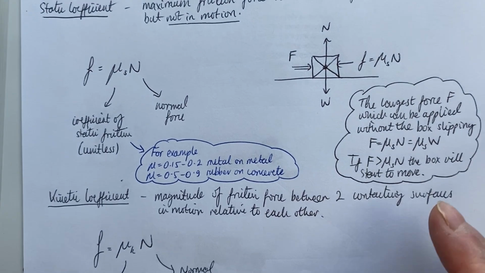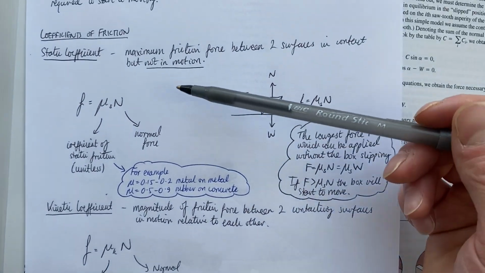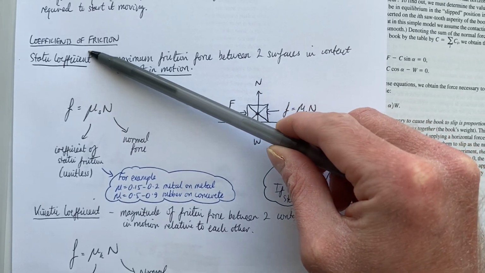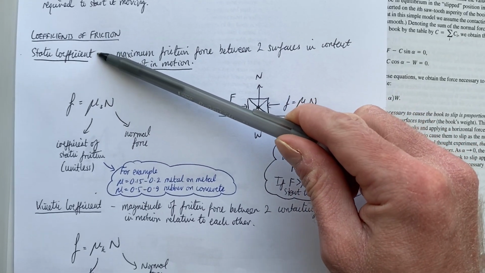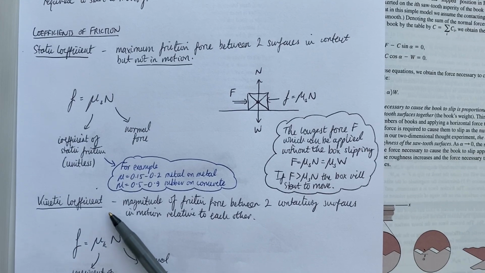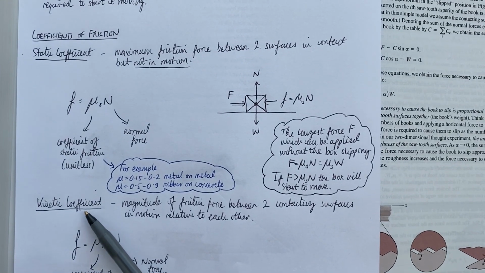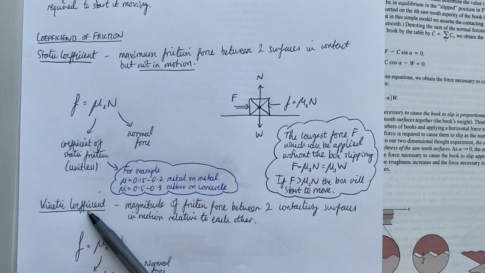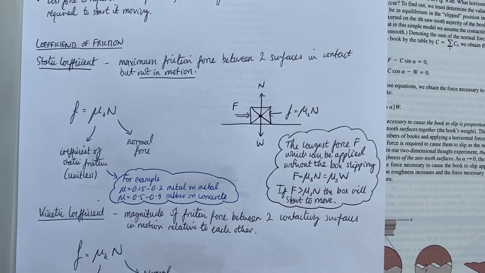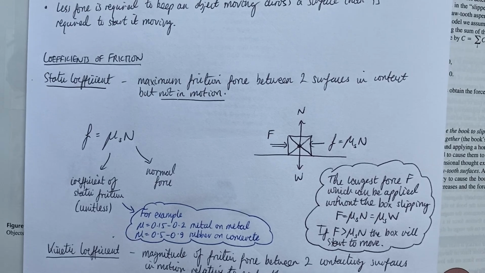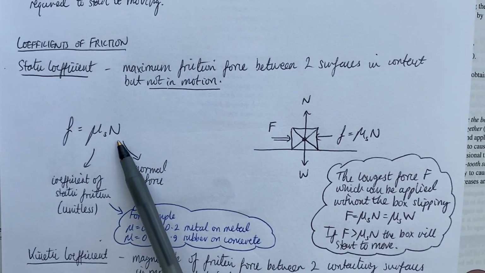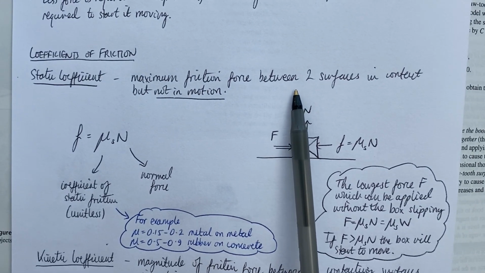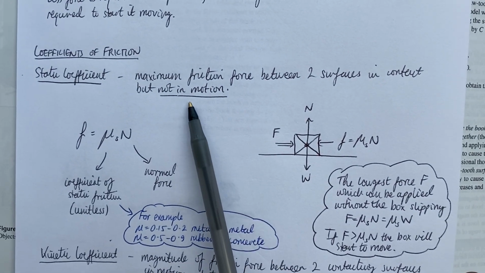So we have two different coefficients of friction. We have the one where it's in a stationary situation, called the static coefficient of friction, and then we have the one where it's moving, or it's already started to slide, right? And that's called the kinetic coefficient of friction. So let's deal with the static coefficient first. So this is basically the maximum frictional force between two surfaces in contact but are not yet in motion.